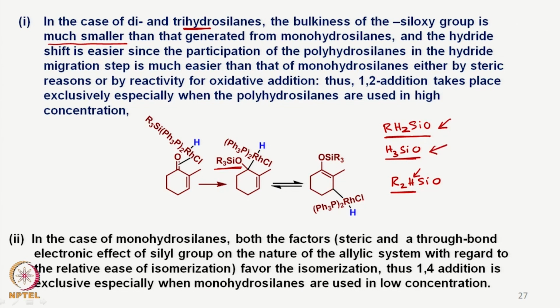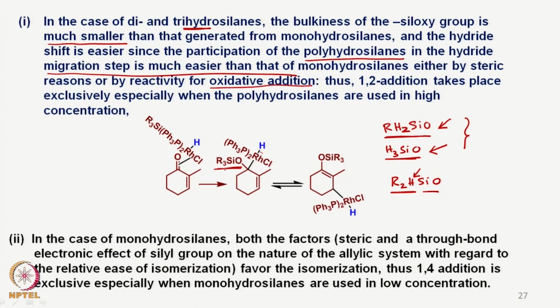So, the bulkiness of the siloxy group is much smaller in these cases compared to monohydrosilanes, and the hydride shift is easier since the participation of the polyhydrosilanes in the hydride migration step is much easier. Like for example, if we have something like this, then the hydrogen is immediately migrated here than of monohydrosilanes, either by steric reasons or by reactivity for oxidative addition. Thus 1,2 addition takes place.